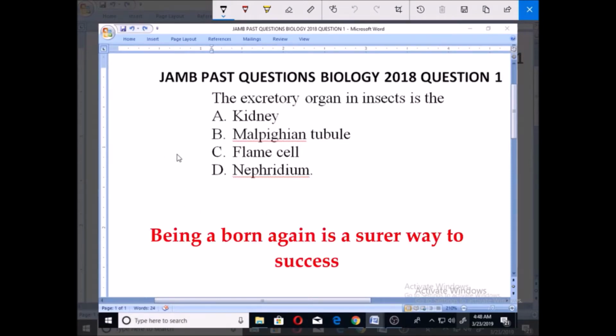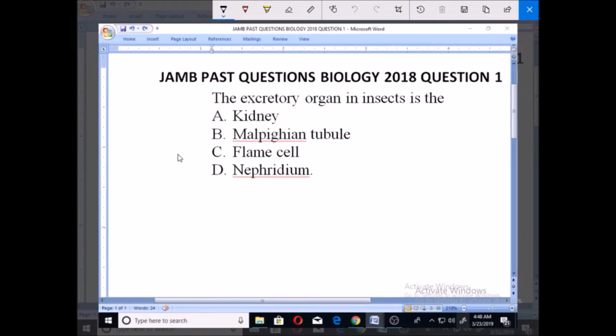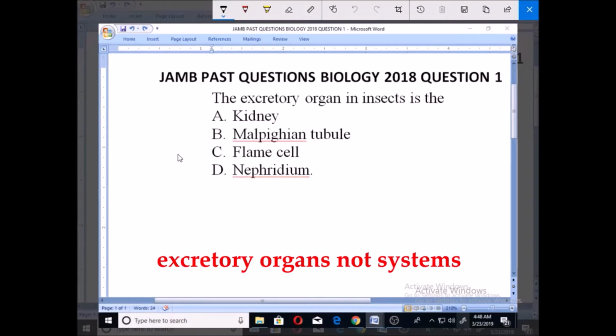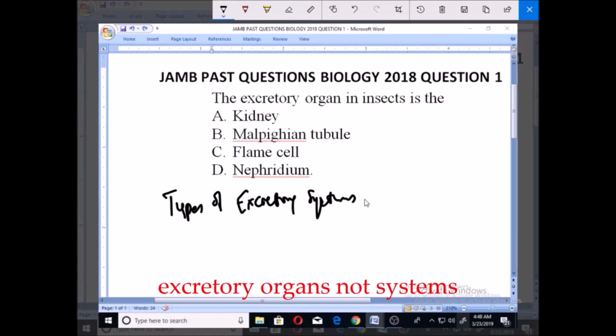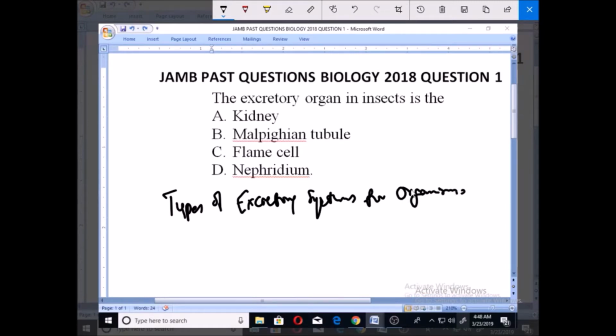Now, for us to be able to appreciate this question very well, first of all, we need to know about the types of excretory systems for the various organisms. And as a matter of reference, I'm going to write types of excretory systems for various organisms. So now I'm going to check out the first one.